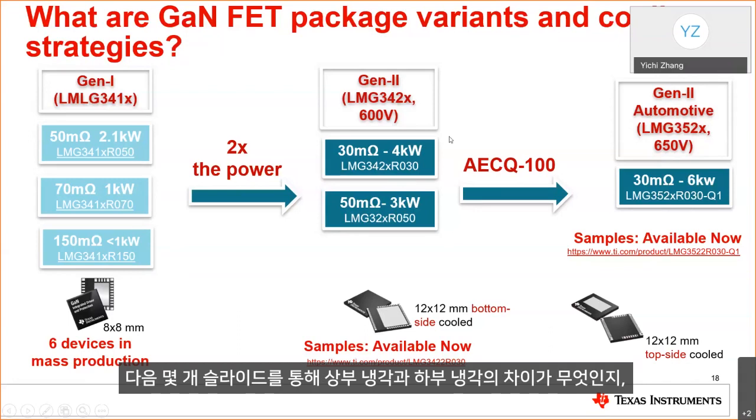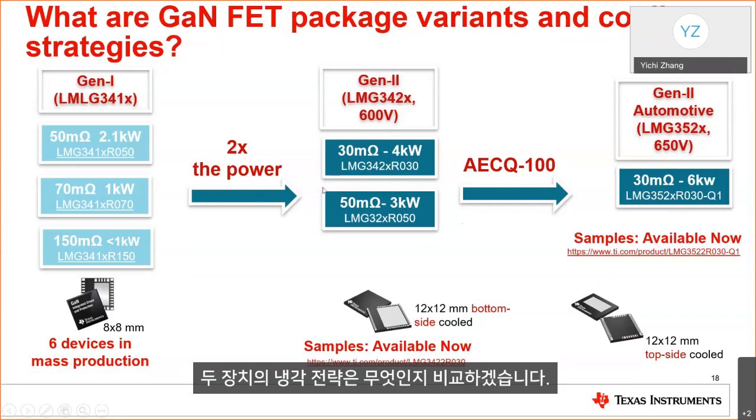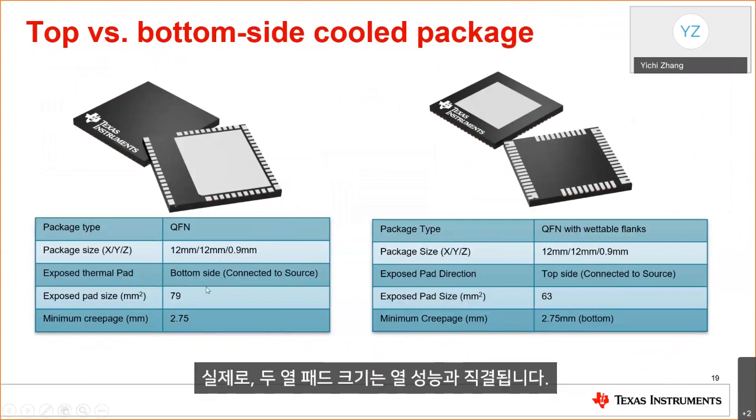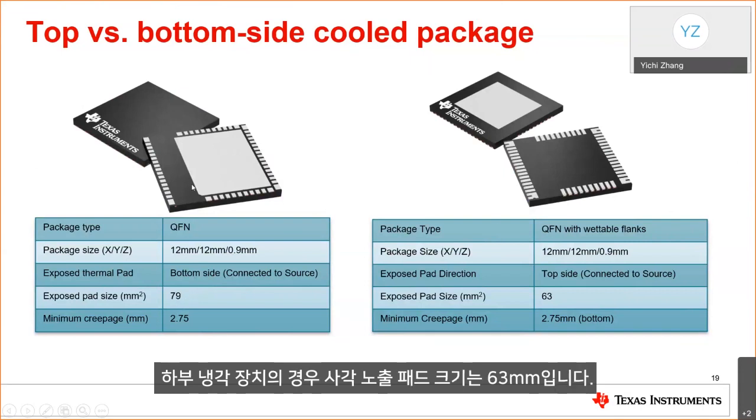In the next few slides, I will be comparing some differences between the topside cooled versus bottom side cooled device, and what are some cooling strategies with these two devices. So this one you can see is a comparison between a bottom side cooled versus topside cooled device. Actually, the thermal pad size is directly related to your thermal capability. For our bottom side cooled device, we have 79 millimeter squared of exposed pad size, and for our topside cooled device, we have 63 millimeter squared exposed pad size.